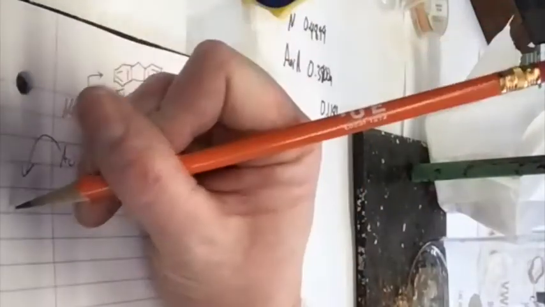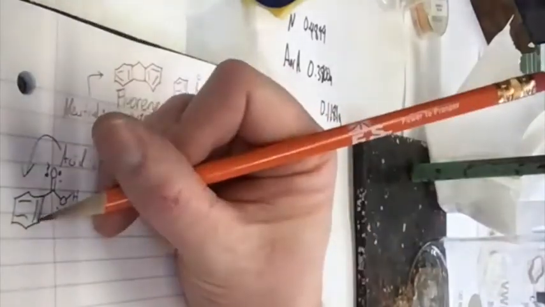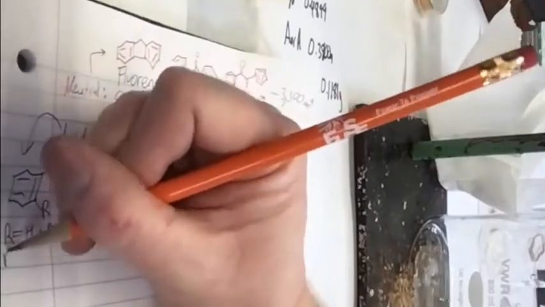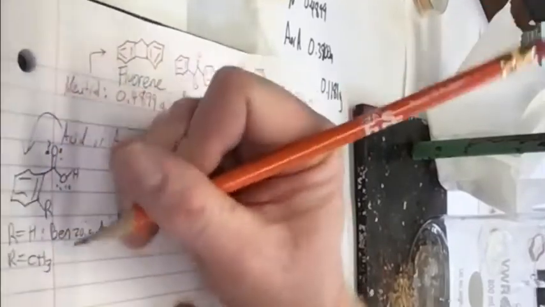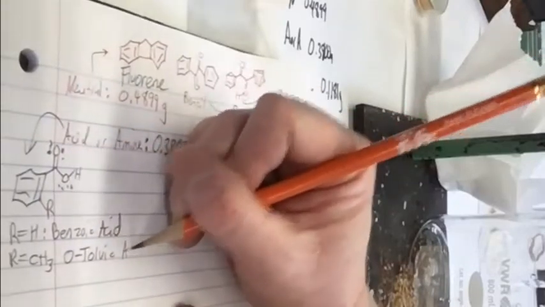And then the acid could be benzoic acid, like that. Or I put R right here. If R equals H, it's benzoic acid. If R equals a methyl, then it's ortho-toluic acid. So we either have benzoic acid or ortho-toluic acid. We don't know yet, but we can figure it out with IR alone, but we'll take NMR as well.